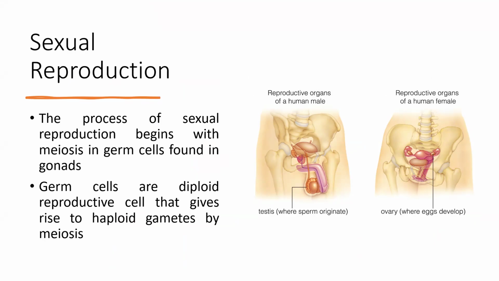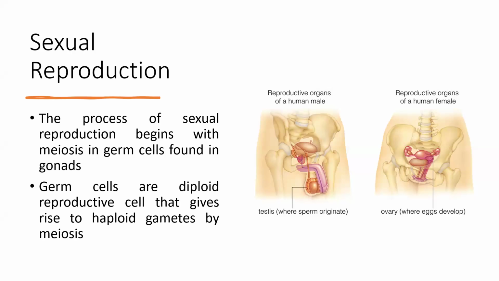Every other cell in the body is called a somatic cell. SOMATIC, somatic cells: skin cell, liver cell, brain cell, they're all somatic cells. But the cells that will become the sperm and egg, we call them germ cells. You only find germ cells in the gonads. Gonads are reproductive organs. For males, the gonads are testes, or testicles. For females, the gonads are ovaries.